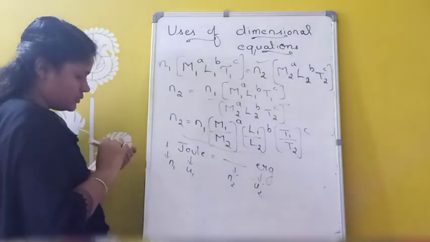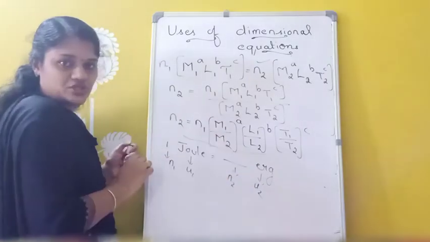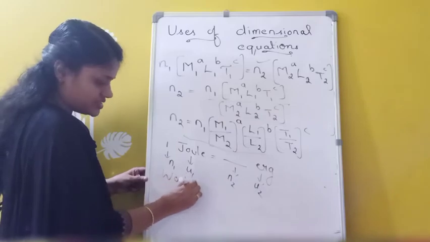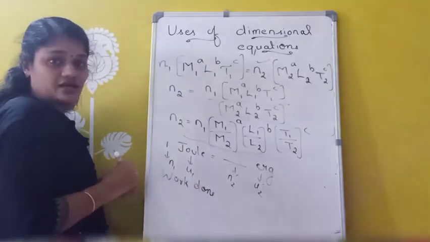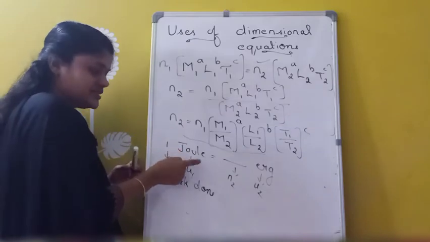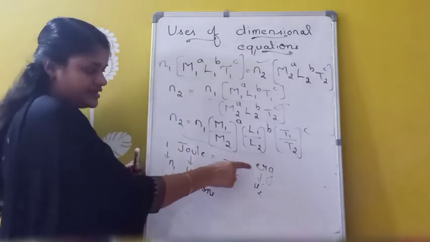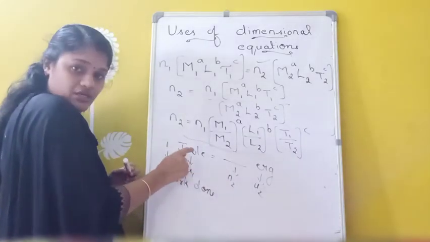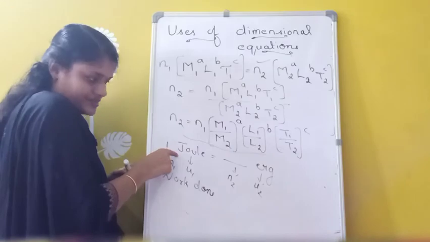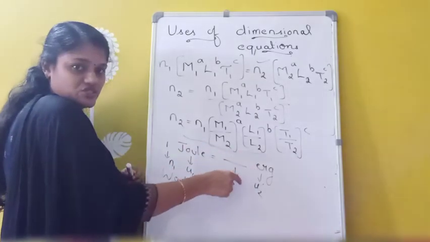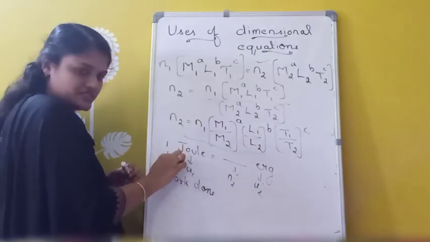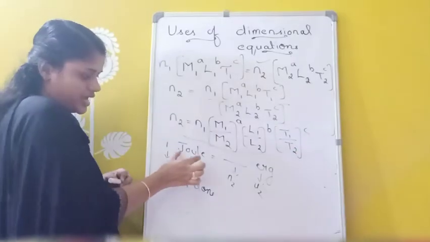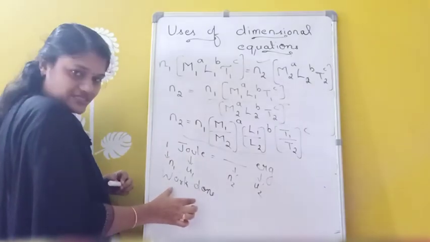First of all, joule and erg are units of work done, or energy. Joule is the SI unit of work done, and erg is the CGS unit of work done. So we are converting one system of unit into another system using this formula. And we know which physical quantity is here: work done.